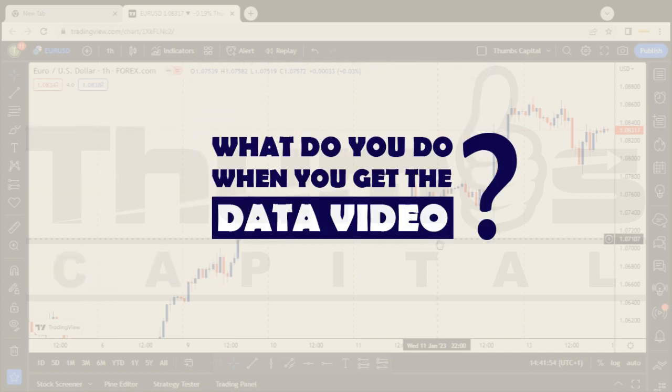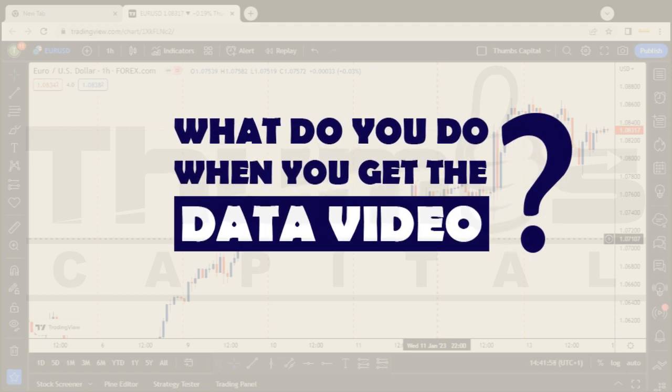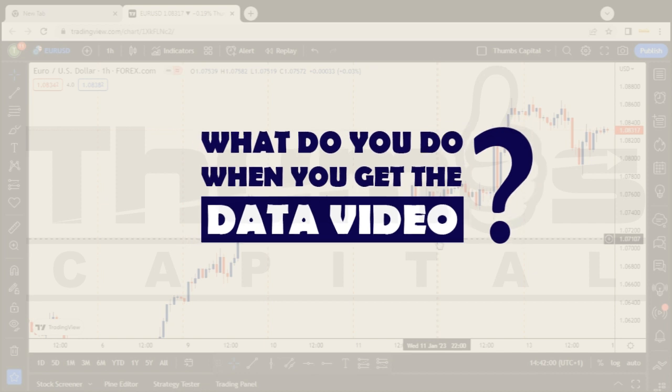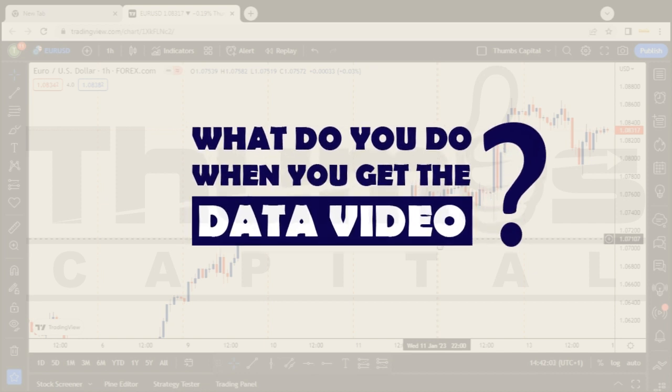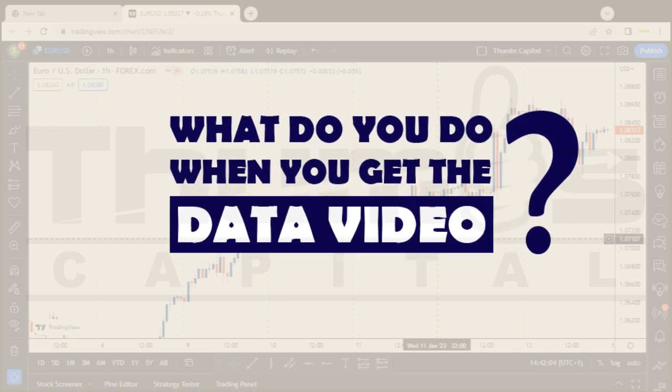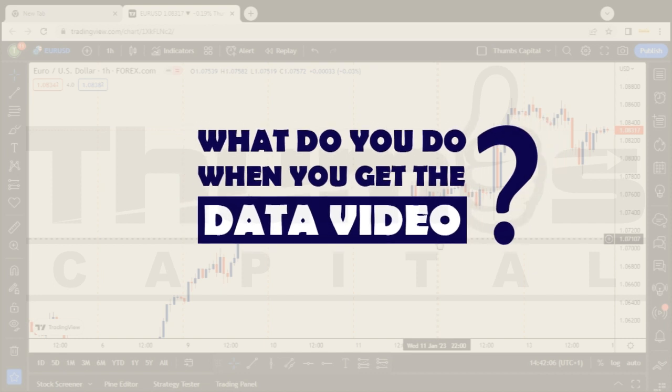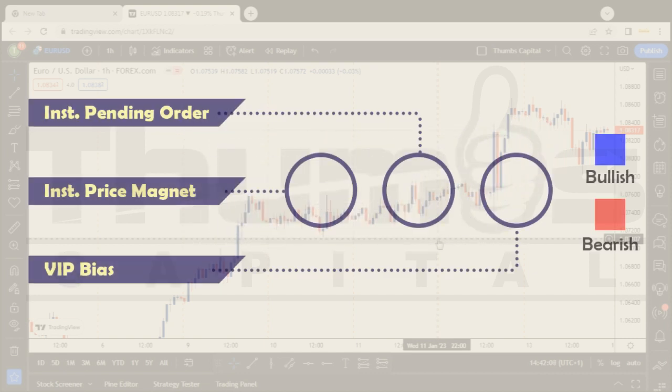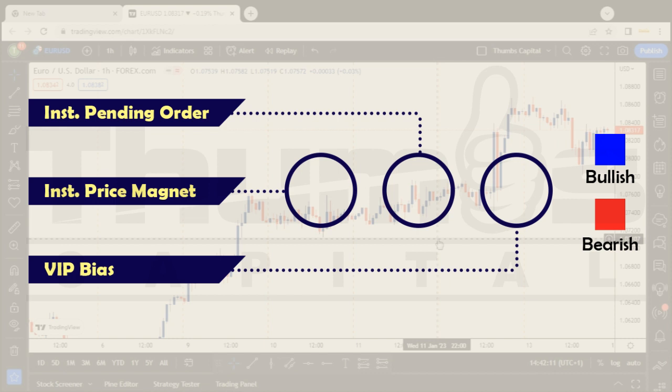What do you do when you get the data video? The first thing to do is to transfer the data to your charts. You need to keep your chart clean and you need to represent all the price levels, the type of data, and the direction information of the data. Personally, I use a forward-facing arrow like this one to represent the price magnets, and I use a thick line to mark the pending orders. I use up and down facing arrows to mark VIP bias.